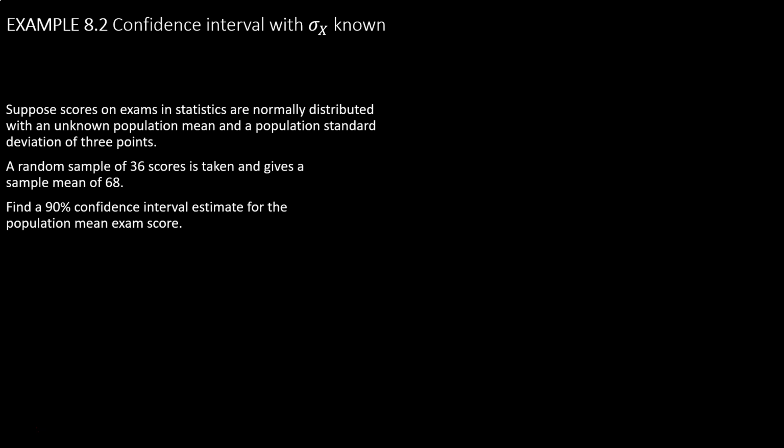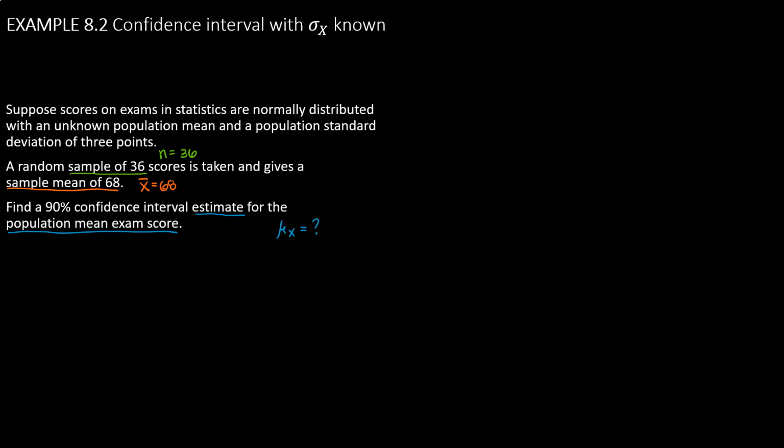If we take random samples of 36 exam scores and calculate a point estimate, a sample mean of 68, we have everything we need to be able to build a confidence interval. So first, let's just pick out the information that's given that we need. We know that we're taking samples of 36 test scores and that we calculated a point estimate, the sample mean of 68. We also know that we're going to estimate a population mean. That's the thing we're building the confidence interval for. And we're told that the population standard deviation is 3 points.